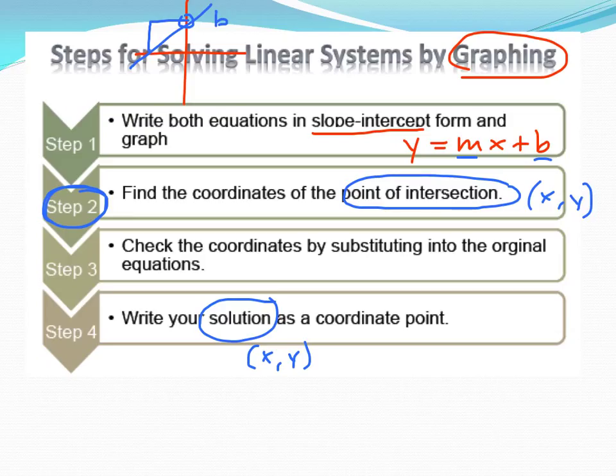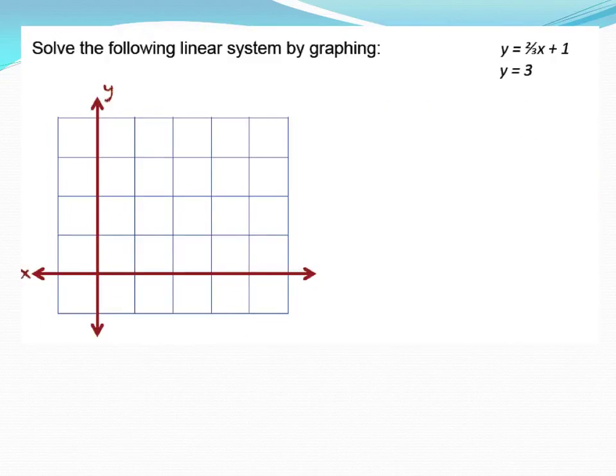All right, so let's try a few examples. Okay, so here's our first example. What we have are two lines. So I have y equals 2/3 x plus 1, and then y equals 3.